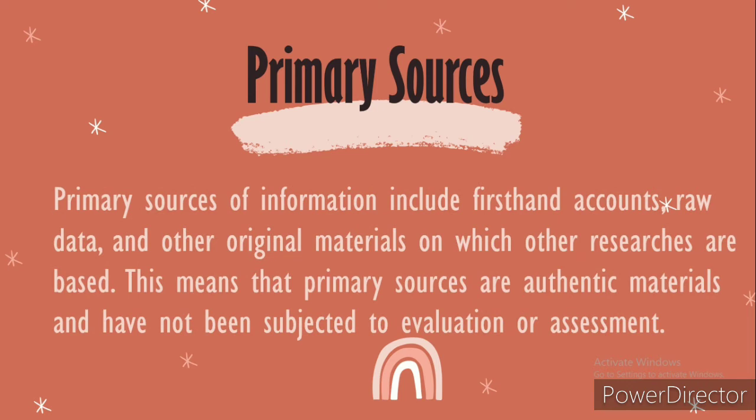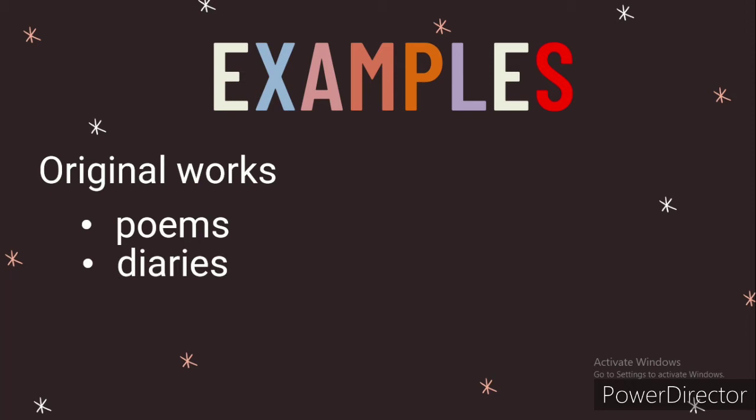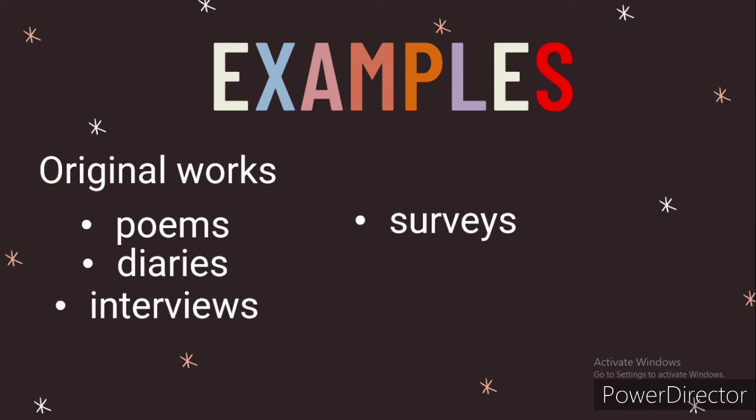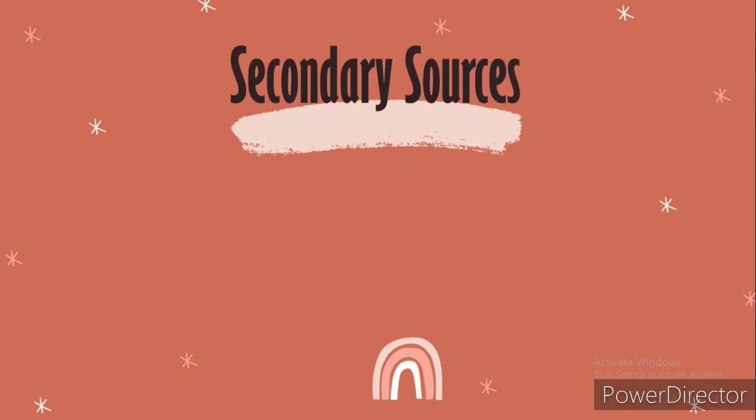Primary sources of information include first-hand accounts, raw data, and other original materials on which other researches are based. This means that primary sources are authentic materials and have not been subjected to evaluation or assessment. Let us have examples. So we have original works like poems, diaries, interviews, surveys, court records, research published in scholarly and or academic journals.